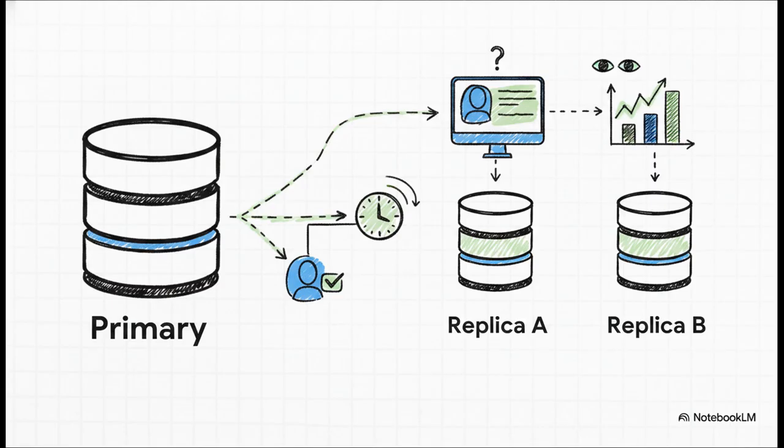Because replicas are copying the primary's write-ahead log asynchronously, they're usually a few milliseconds, or during heavy load, maybe even seconds behind. Imagine a user updates their profile picture and immediately hits refresh. If they get routed to a replica that hasn't received the update yet, they'll silently see their old picture. They'll think your app is broken. As an engineer, you have to monitor this lag relentlessly.